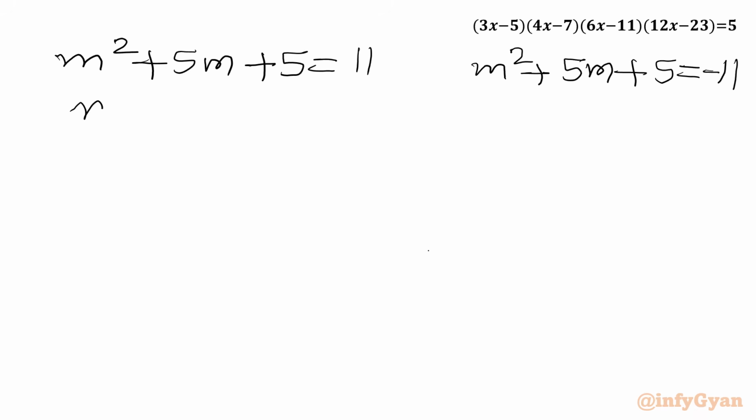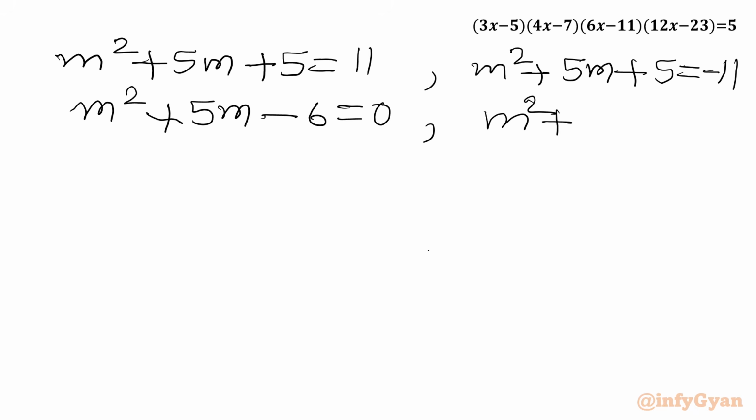We'll write all the terms to one side. So m square plus 5m, 5 minus 11 is minus 6, equal to 0. And here we'll get m square plus 5m, 5 plus 11 is 16, equal to 0.